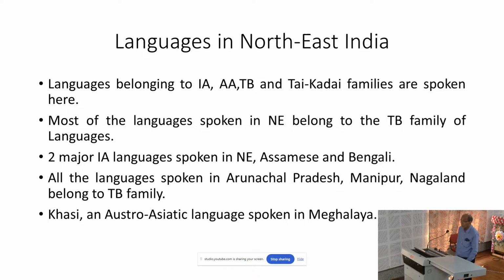Since we are talking about the Northeast now, I will come to Assam later on. In the Northeast, we have the Indo-Aryan family, Austro-Asiatic family, Tibetan family, and Tai-Kadai family. Tai-Kadai is basically the Ahom languages, and Indo-Aryan is Assamese, Bangla, then Austro-Asiatic is Khasi, Tibetan, all the languages, Kokborok. In Assam there are many.